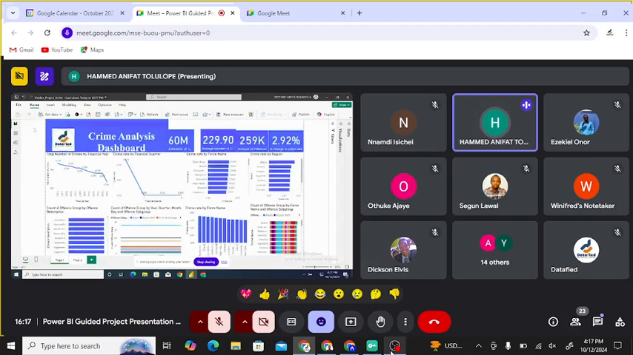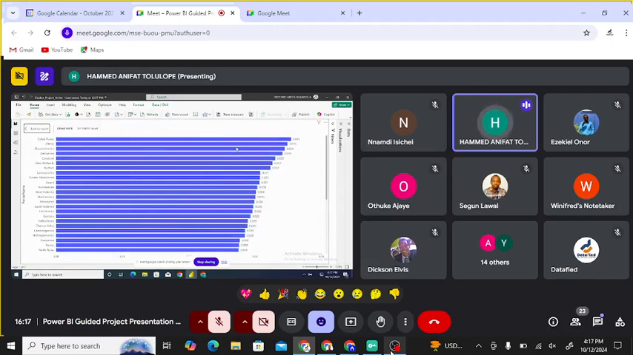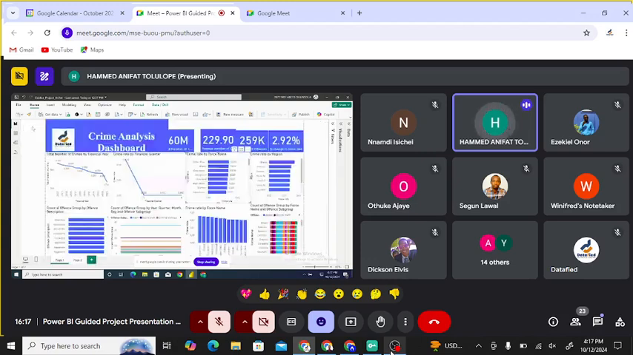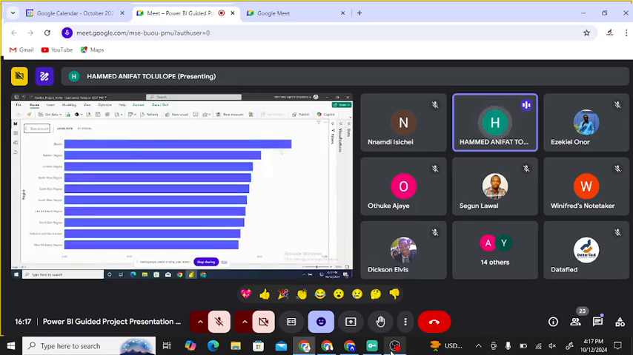Then for the next one, which police force area has the highest and lowest recorded crime rates? I used clustered bar charts for crime rates by police force area. The first name is the police force area. So how does the crime rate vary across different regions within England and Wales? I also used bar charts for that, crime rates by region.